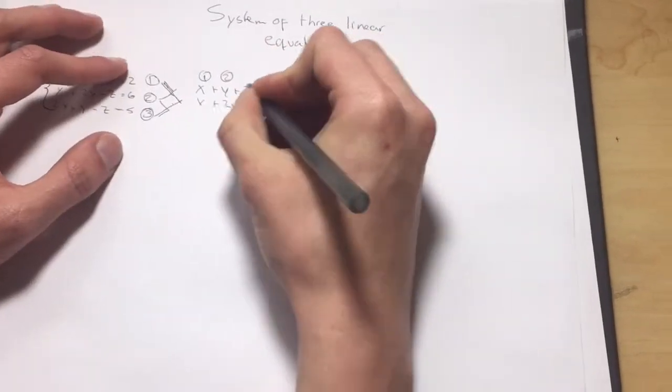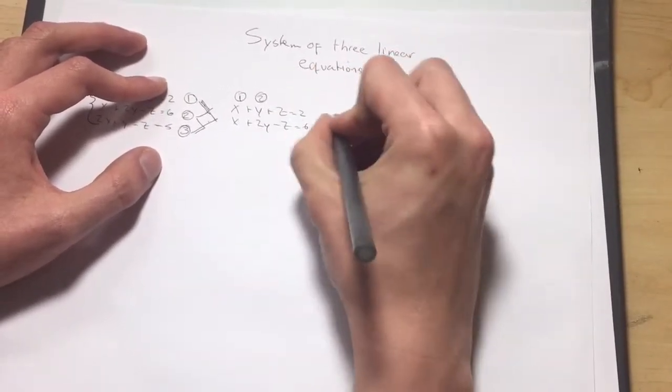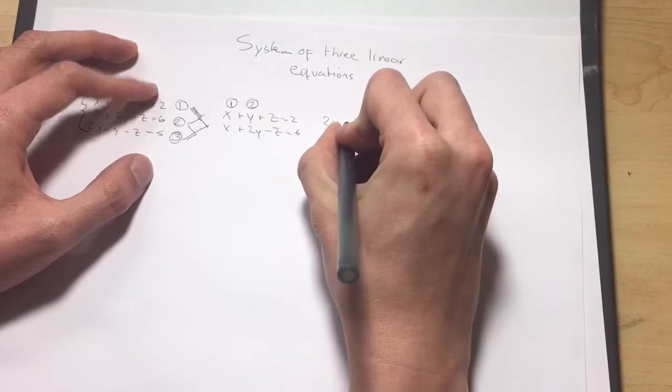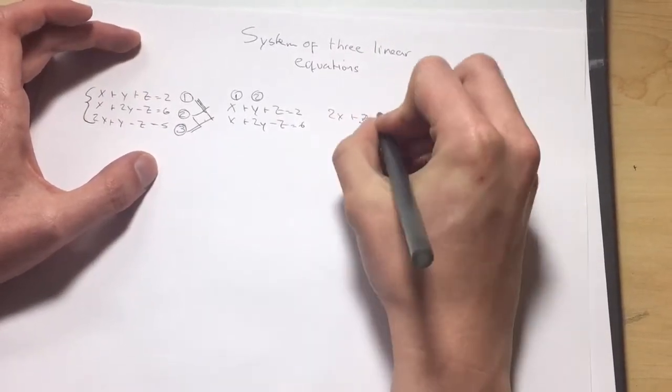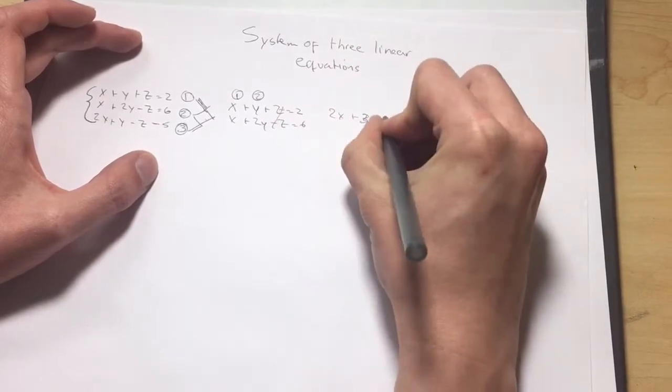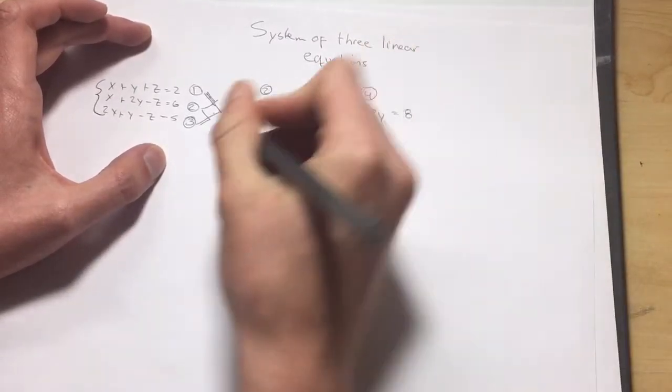From here, I will add them up, as this is a negative c, so we have 2x plus 3y, c cancels out, equals 8. From here we have equation number 4.